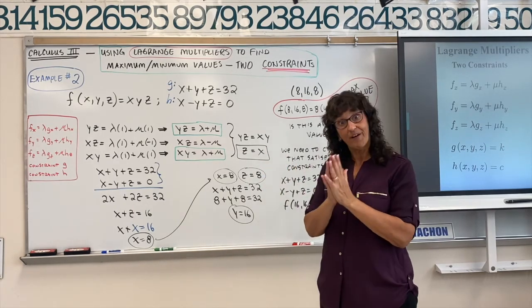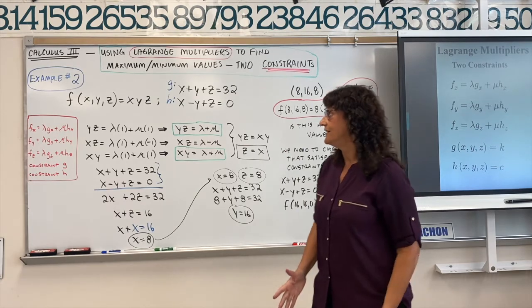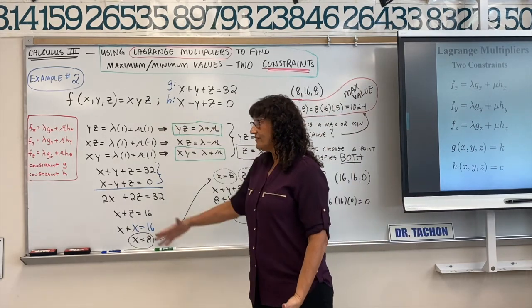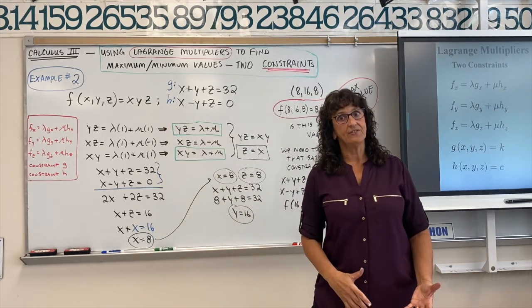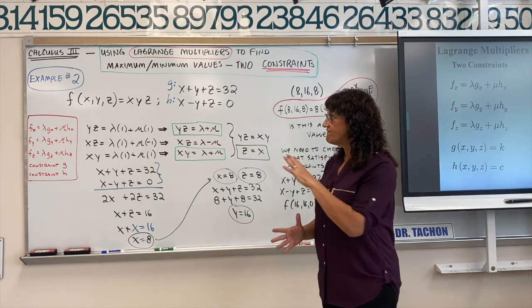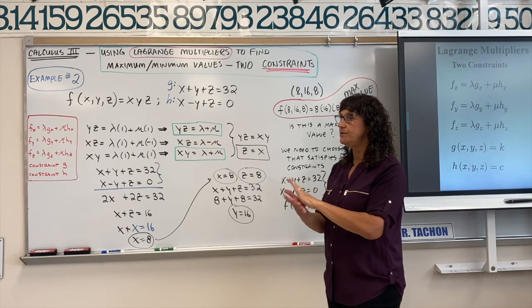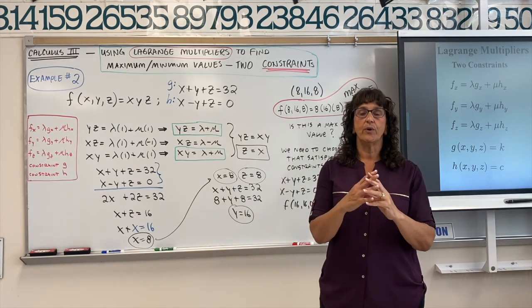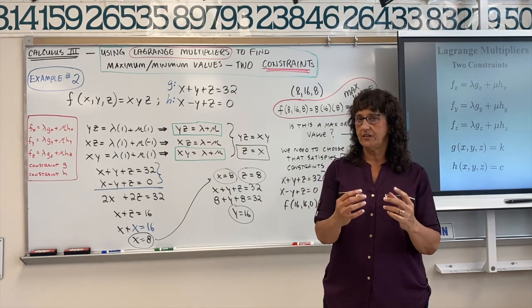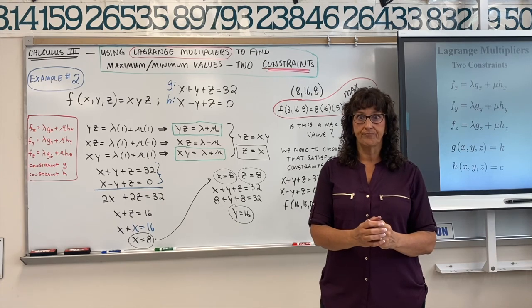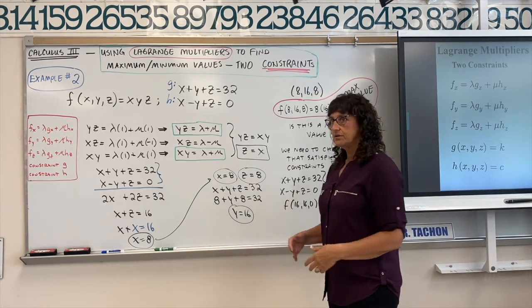The hard part, obviously, is solving that 5-part system. The algebra with solving that 5-part system is the hard part. You're introducing lambda and mu into your system of equations to help you see where those critical points are.